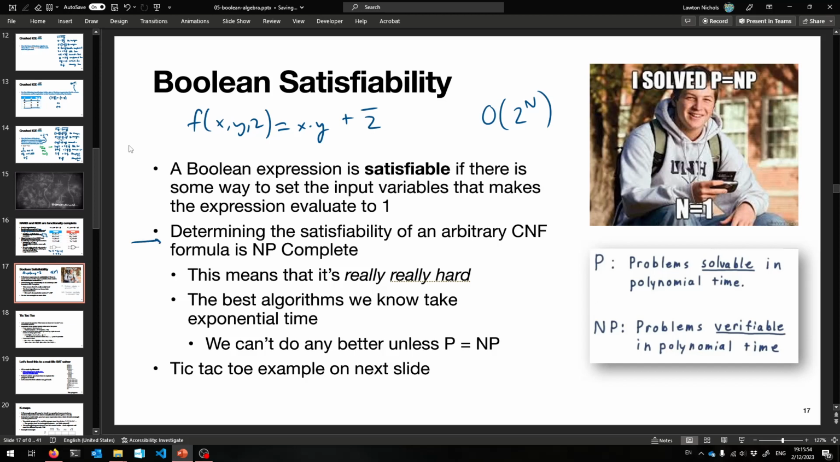Determining the satisfiability of some arbitrary formula, even if it was nice, like even if it was written in CNF, is NP-complete, we say. It is NP-complete to determine that, and that just means it's similar to some very, very hard problems that we know about that we're not really sure if there's a quick way to answer them. It just means it's really, really hard.